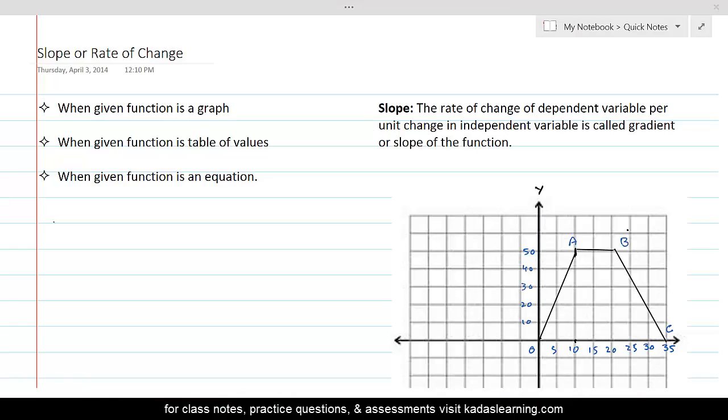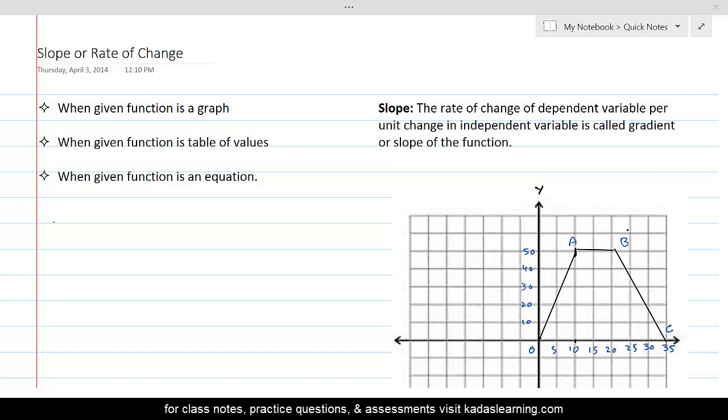Since every function transforms changes in the independent variable to corresponding changes in the dependent variable, the rate of change of the dependent variable per unit change in the independent variable is called the gradient or slope of the function. Since functions occur either in the form of graphs, tables of values, or equations, we will find the slope of functions in all three different forms.